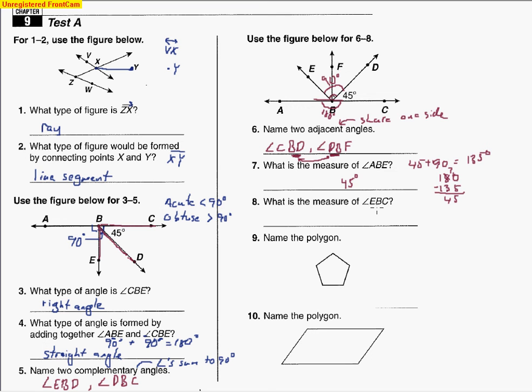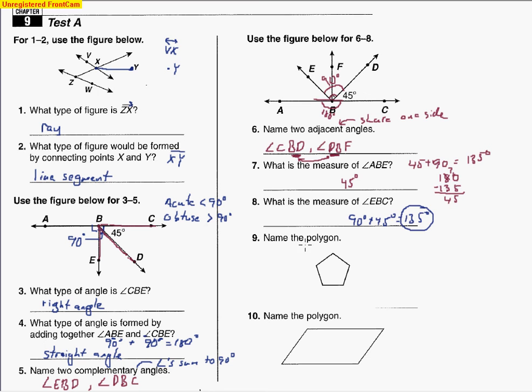What is the measure of EBC? Let's take a look at it. EBC. Well, that's 90 degrees. EBD is 90 degrees and 45 degrees. So it's 90 degrees plus the 45 degrees, and that equals 135. Well, actually, we really needed to be able to find this before we found number 7. So question 7 answered question 8.